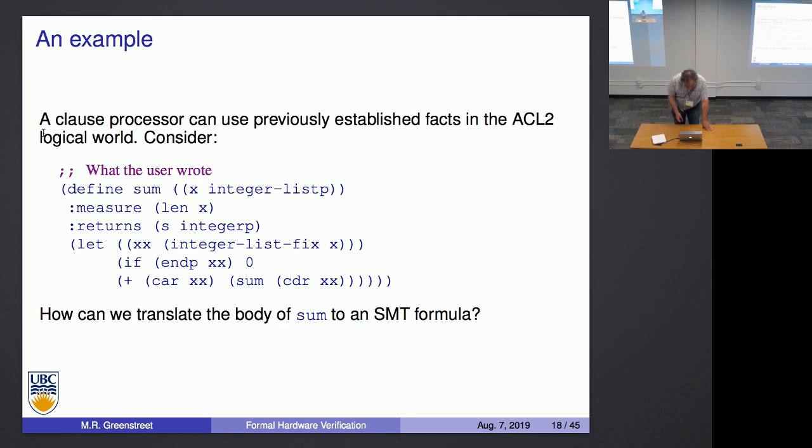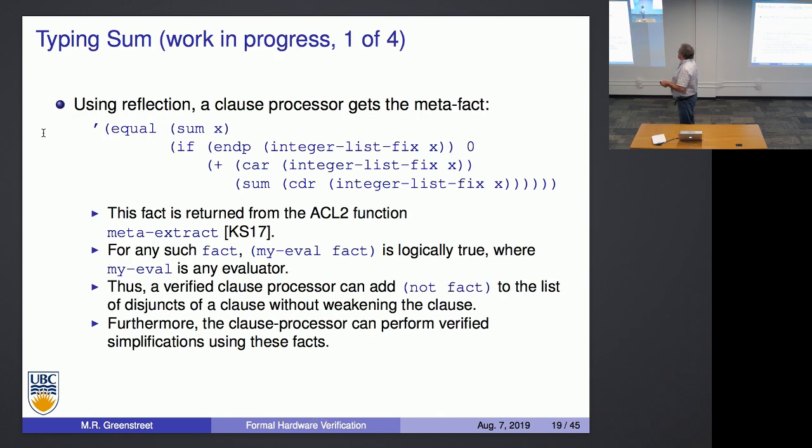And the really awesome thing is that a clause processor can use previously established facts in the logical world. So what if I write some function to take the sum of the elements of an integer list? Looks like this. Now how can we translate the body of sum into an SMT formula? Well, using reflection, we can pull out that sum of x is the same as this. It just asks ACL2, what's the definition of sum? And it says, this is a fact.